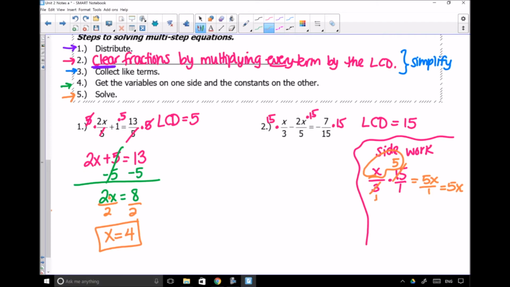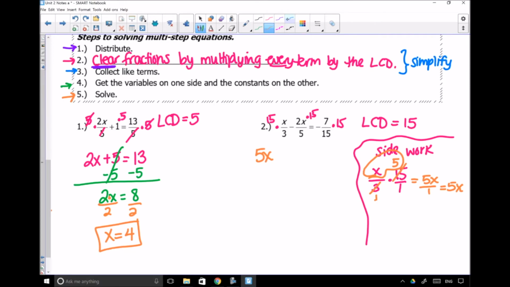When you are doing this, if you end up with a fraction, something went wrong, okay? So again, your whole point of doing this is to get rid of your fractions. So this first term right here turns into 5x. Let's do the next term.